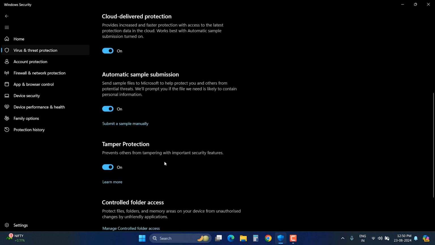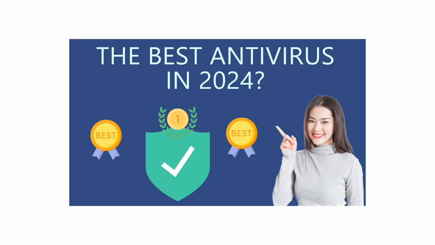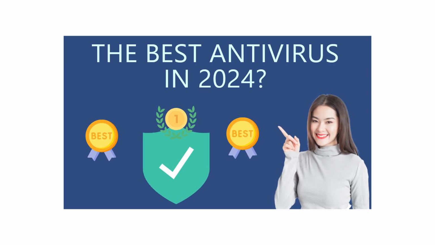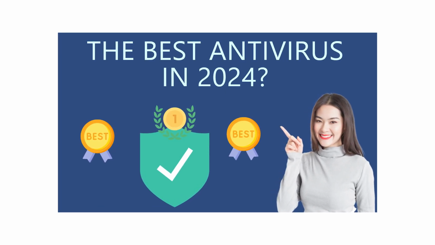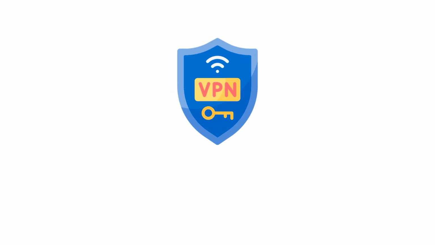If you're still unsure, check out our video on the best antivirus for 2024. We'll explain how you can use Windows Defender to stay protected from all kinds of threats. Click the I button to know more. The next software category to avoid is VPNs.